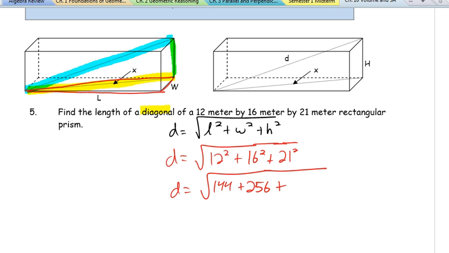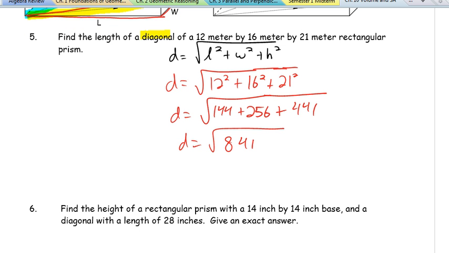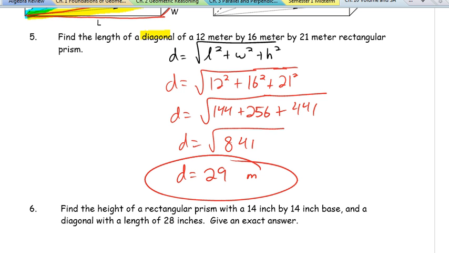I think I know what that is. Okay, that's what I thought. Wanted to double check. Alright, so the distance of our diagonal is going to be, let's see, 256 plus 144 equals 841. I can check and see if I can take the square root of that, and it does work. Good thing. Our diagonal is 29 meters. So it's just distance formula except you're square rooting both sides.